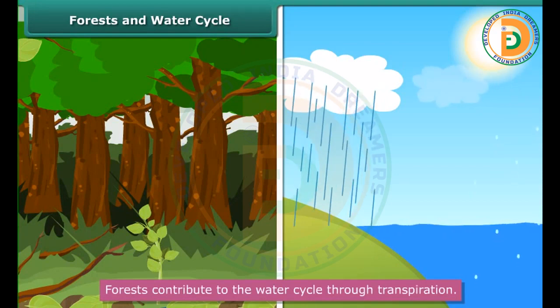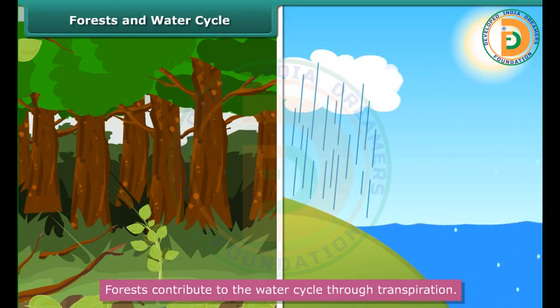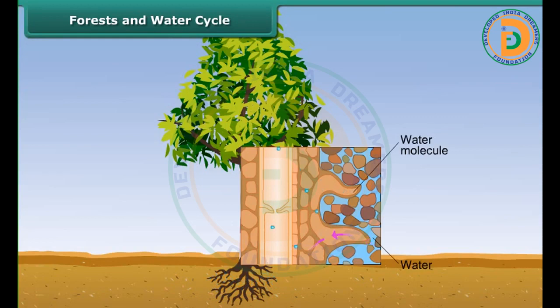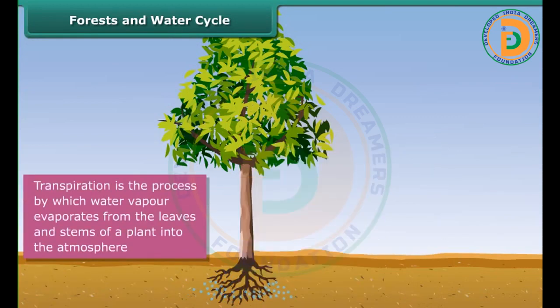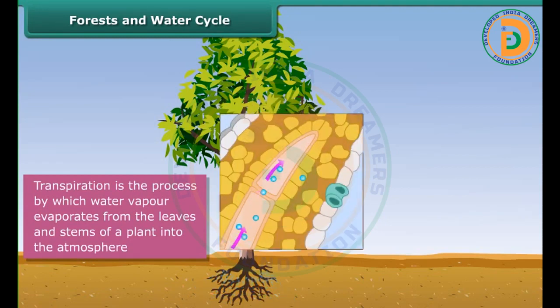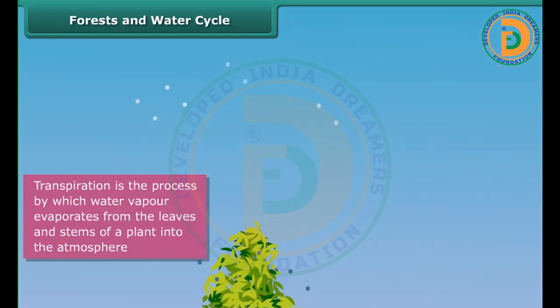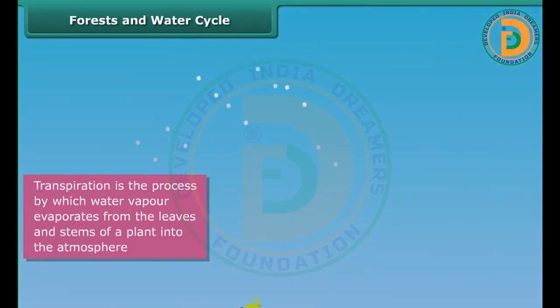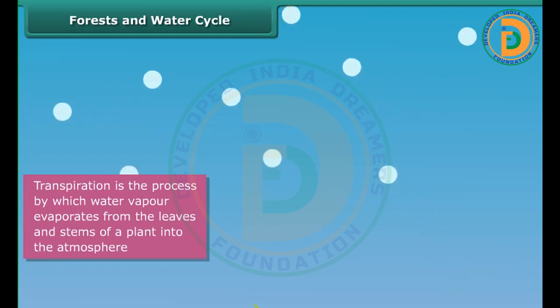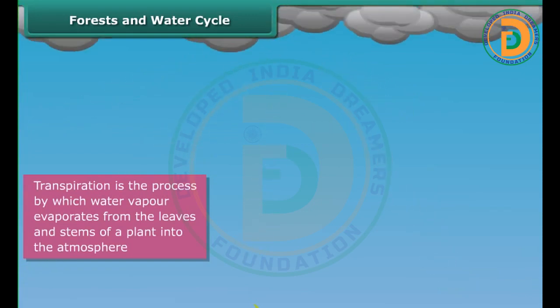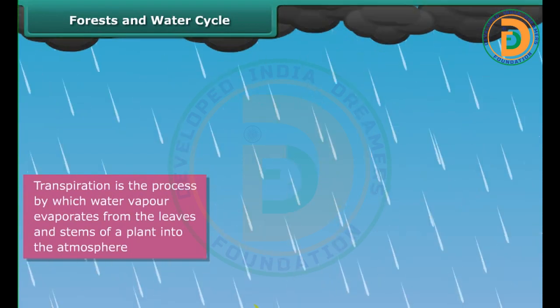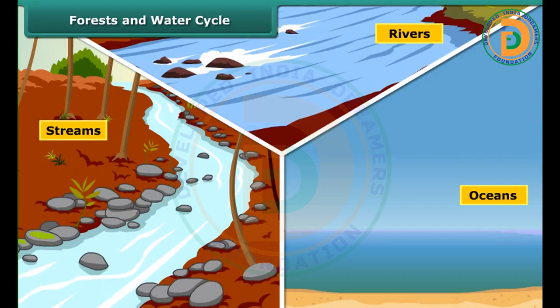Forests play an important role in the water cycle as well. They contribute to it through transpiration. Transpiration is the process by which water vapor evaporates from the leaves and stems of a plant into the atmosphere. It then rises up in the air. When it comes in contact with a cooler surface, it condenses and forms clouds. When the water droplets in the clouds become heavy, they fall down as rain. The rainwater flows into streams, rivers and oceans, thereby completing the water cycle.